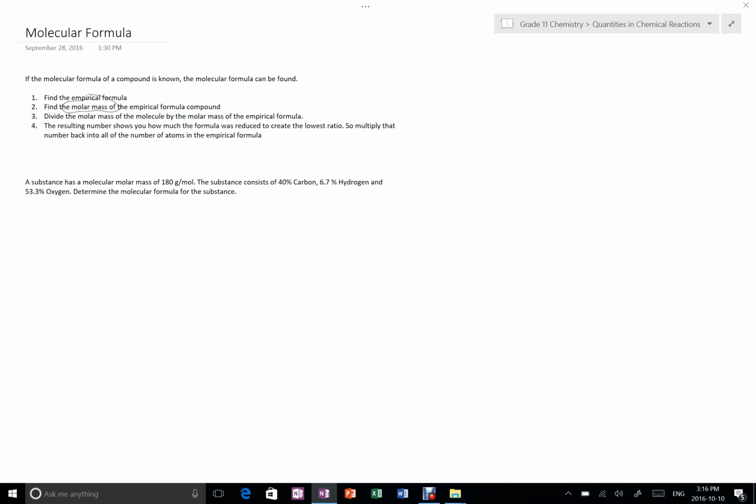Just like we did yesterday, we'll assume 100 grams. And now we can convert these percentages into grams. So for carbon, that means we have 40 grams. Hydrogen, we have 6.7 grams. And oxygen, we have 53.3 grams.